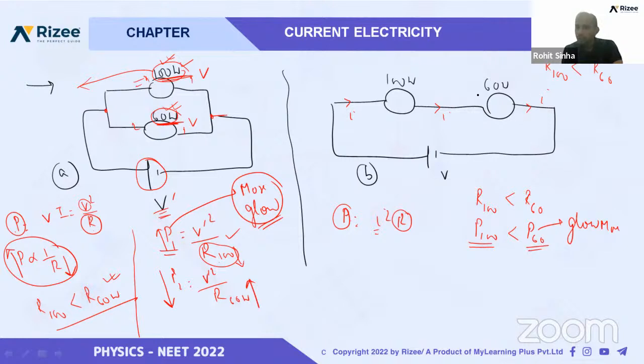Okay, so when we are connecting in series, then the 60 watt bulb will glow more as compared to the 100 watt bulb, and when we are connecting in parallel, then the 100 watt bulb will glow more as usual, but here it will get reversed. Any problem?